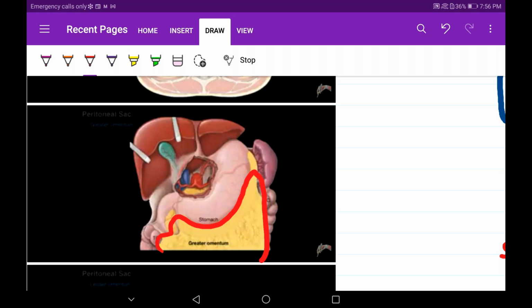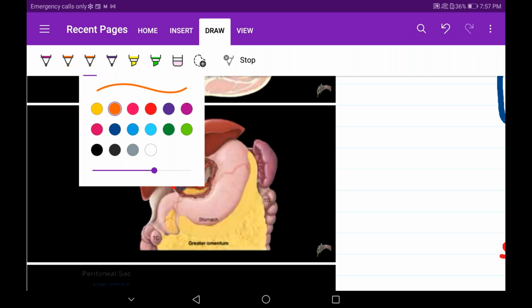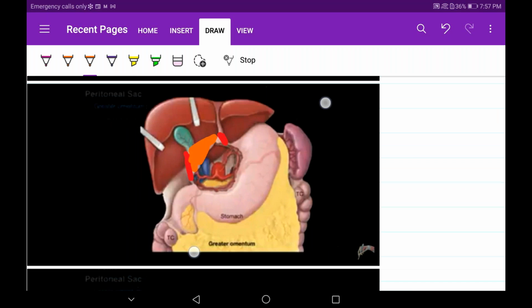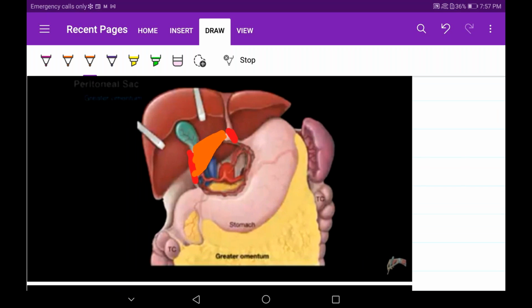This is the greater omentum. Now let's remove that. Now focus over here between the liver and this. Let's draw with orange. Can you see this? Zoom in? No, that's the max, I think. Okay, so this is the stomach, this is the liver. Now let's just rub this off.